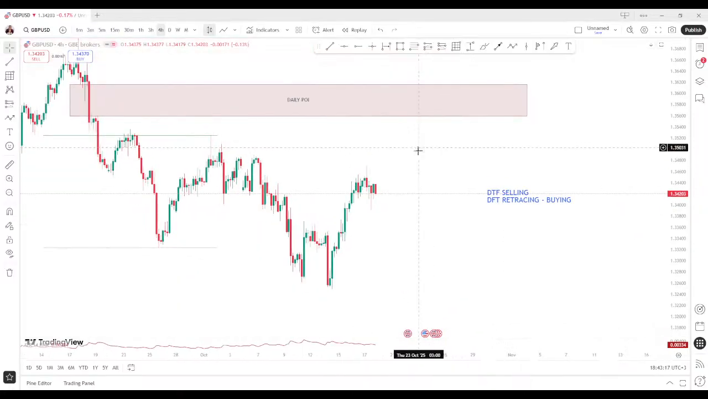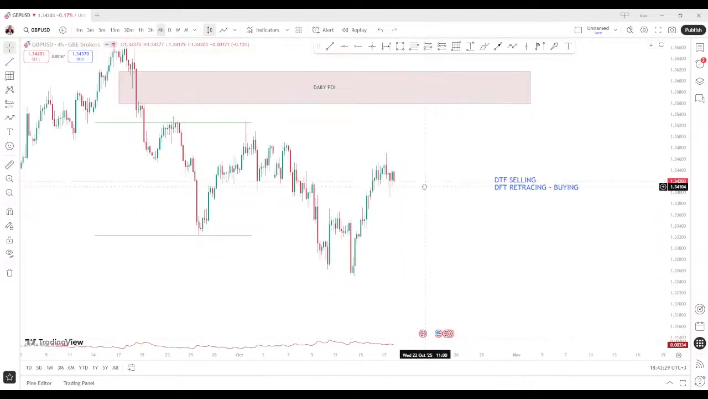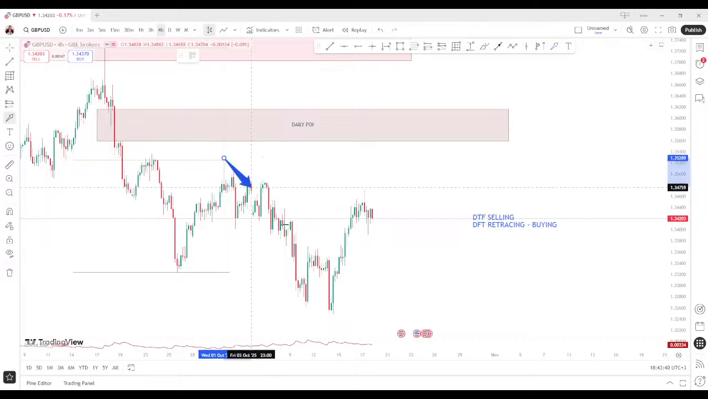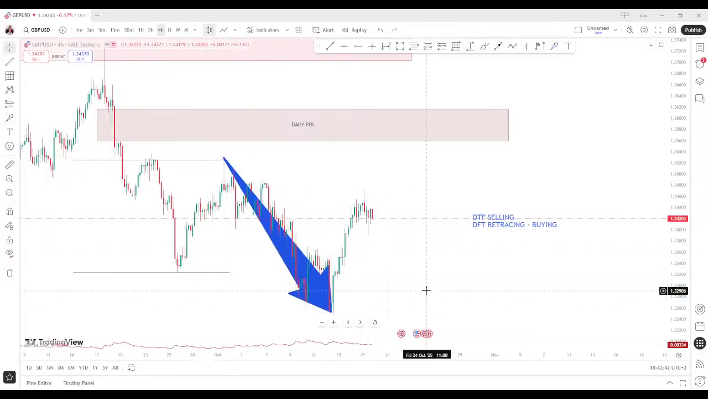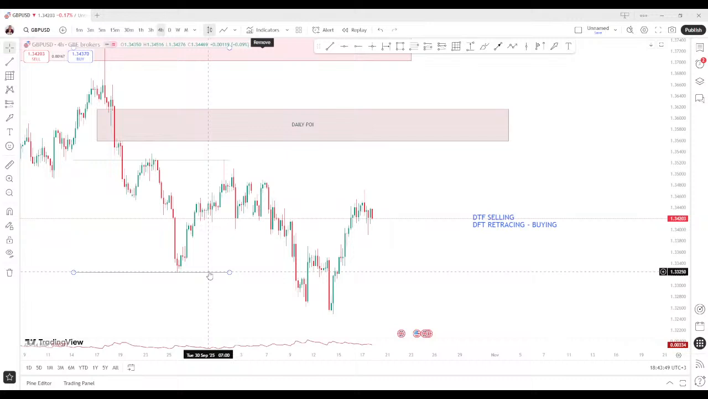Okay, so here we are. So we are expecting that this market must do what? Must come to our POI here. But now let us look at what is happening in the market currently where we are. Can you look at this move from here to here? If you look at that move, you will see that the market broke structure here.